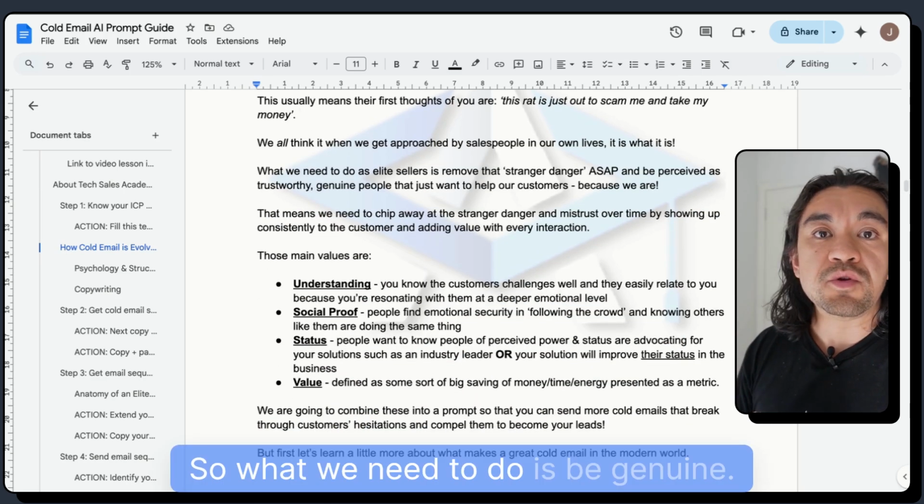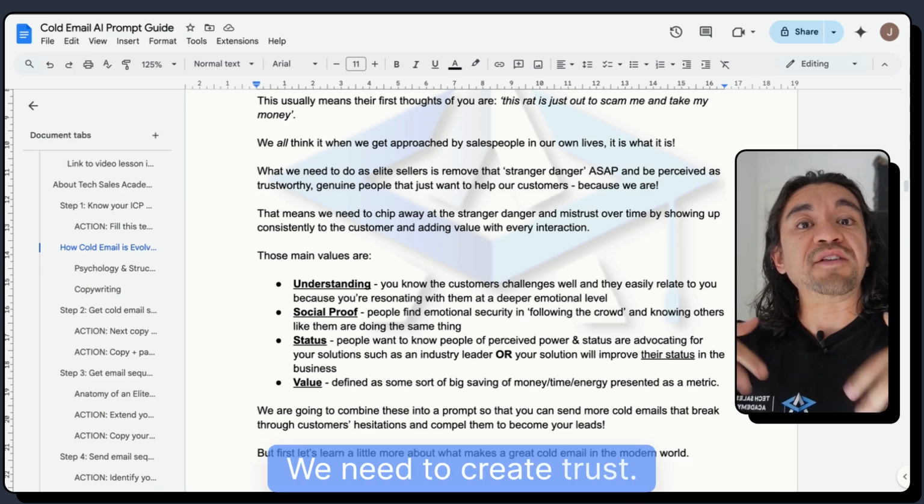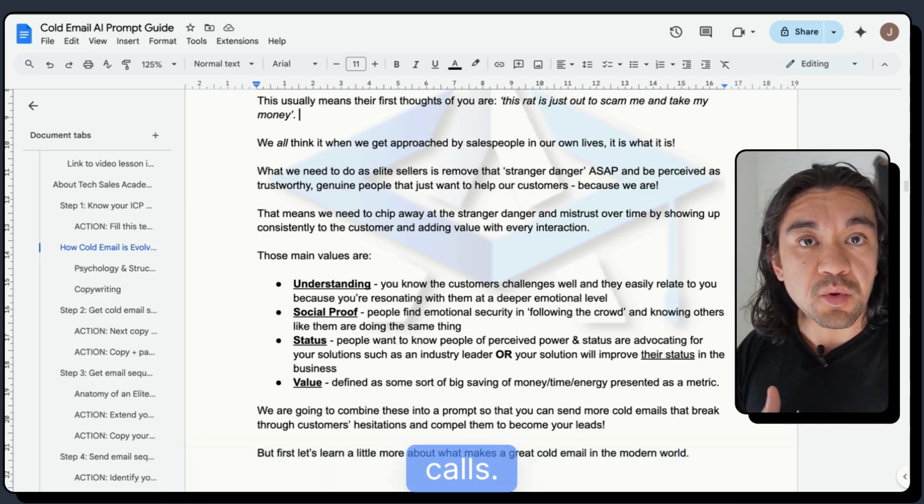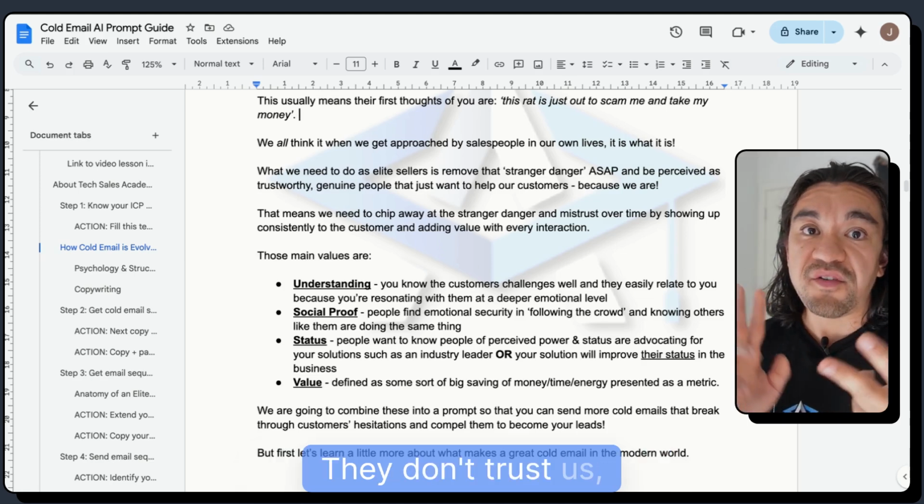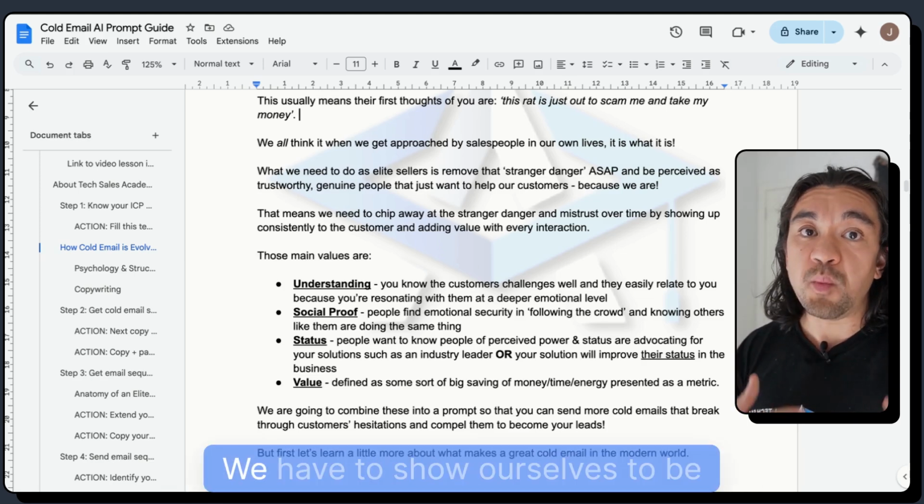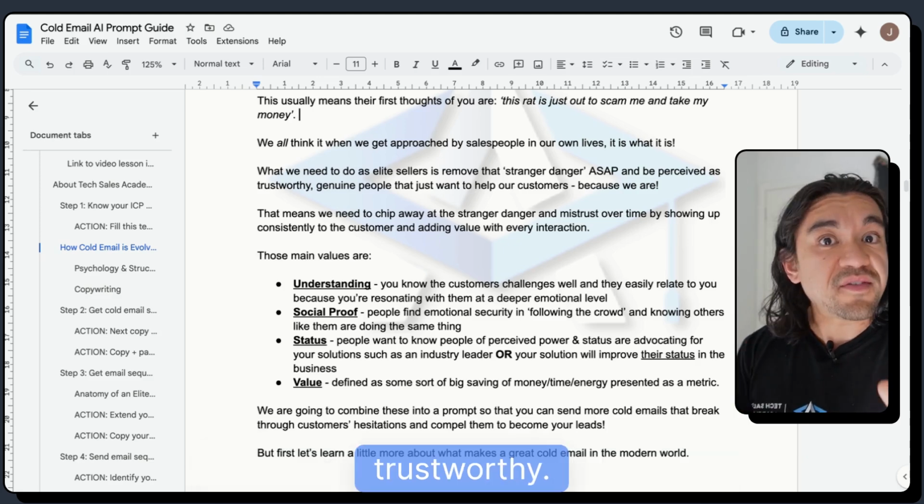So what we need to do is be genuine. We need to create trust, because that's what we are lacking when we engage with cold email and cold calls. We don't have permission, they don't trust us, they don't know us. So we have to chip away at stranger danger. We have to show ourselves to be trustworthy, right?